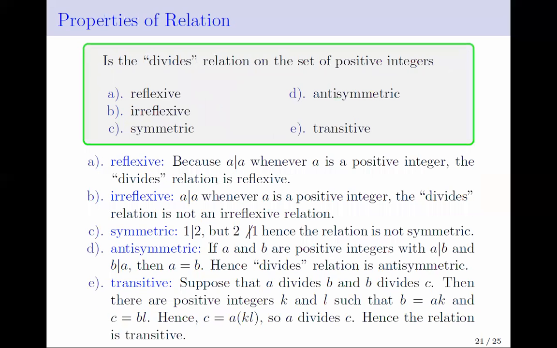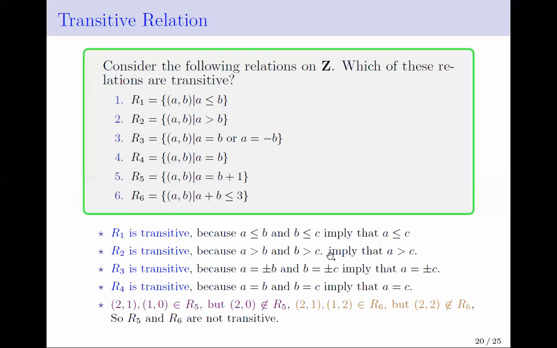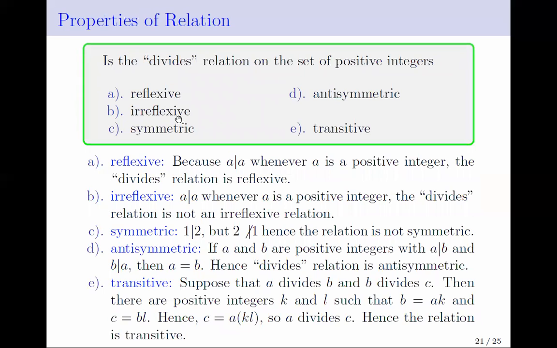Now we have studied all the properties and classifications of relations. What are they? Reflexive, irreflexive, symmetric, antisymmetric, and transitive. Now we can have questions like: is the divides relation on the set of positive integers reflexive, symmetric, antisymmetric, and transitive?